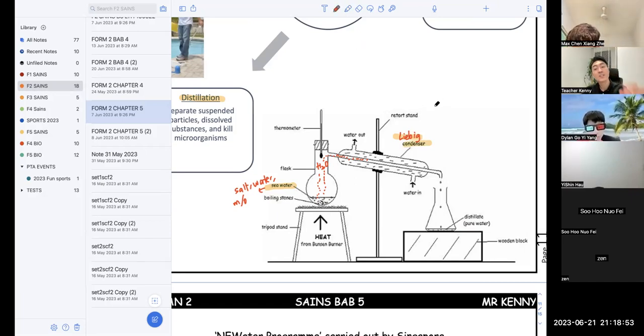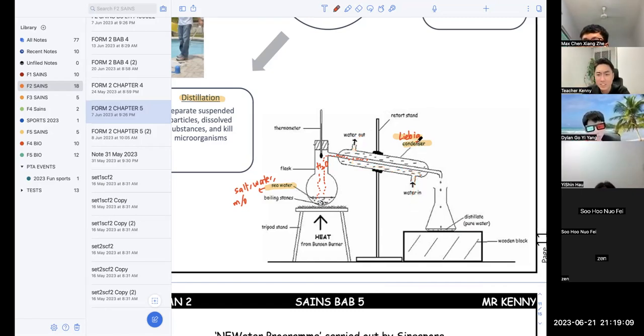What is the use of condenser? Changes the hot steam, condense it to liquid. Yeah, so how is it done? I introduce water inside here. Water will flow and then come out from here. So it cools down the whole tube.